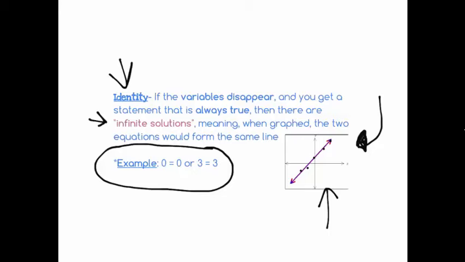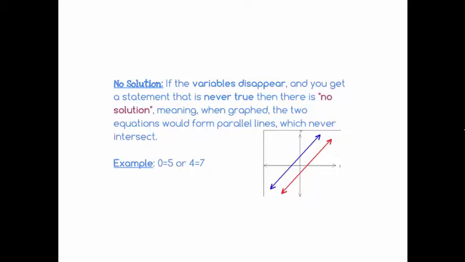We're going to go ahead to the next important definition here, and it is if you have an equation or two equations that give you no solution. So if your variables disappear, like before, and you get a statement that's never true, so that means these two numbers are never, ever going to be equal, then there's no solution.